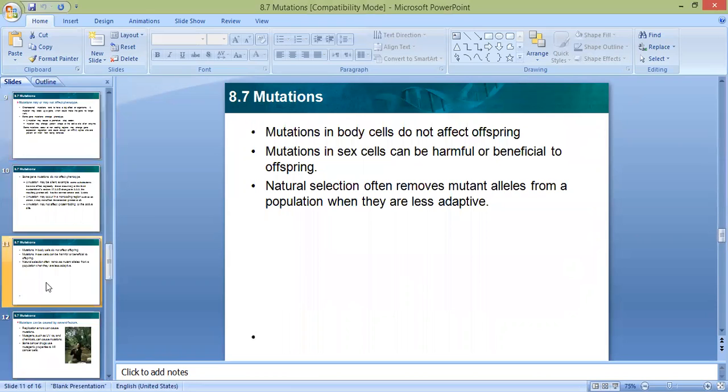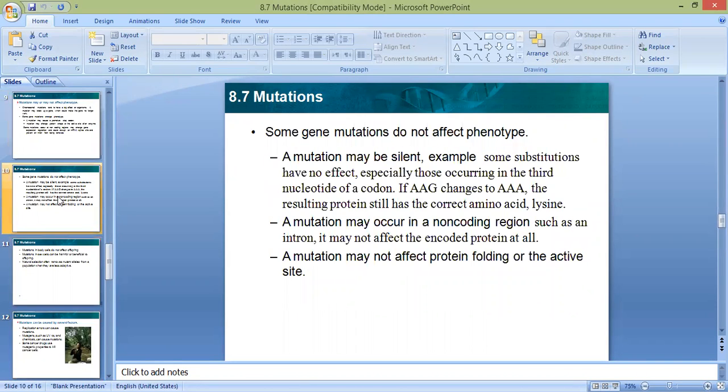Okay, some other mutations don't affect the phenotype. If the mutation is a substitution, it may have no effect, especially for those occurring in the third nucleotide of a codon, like in this codon and this codon, they both code for the same amino acid, which is lysine. Mutation may also occur in a non-coding region such as introns, and this doesn't affect the phenotype.